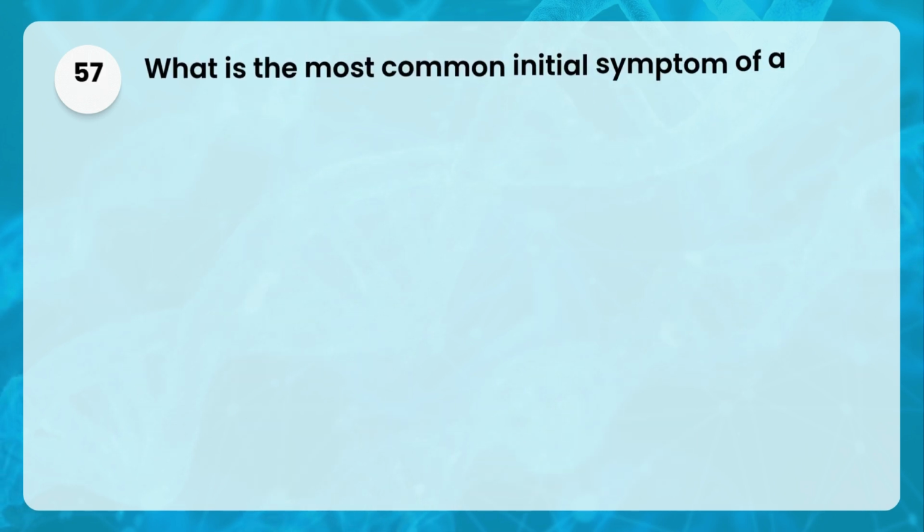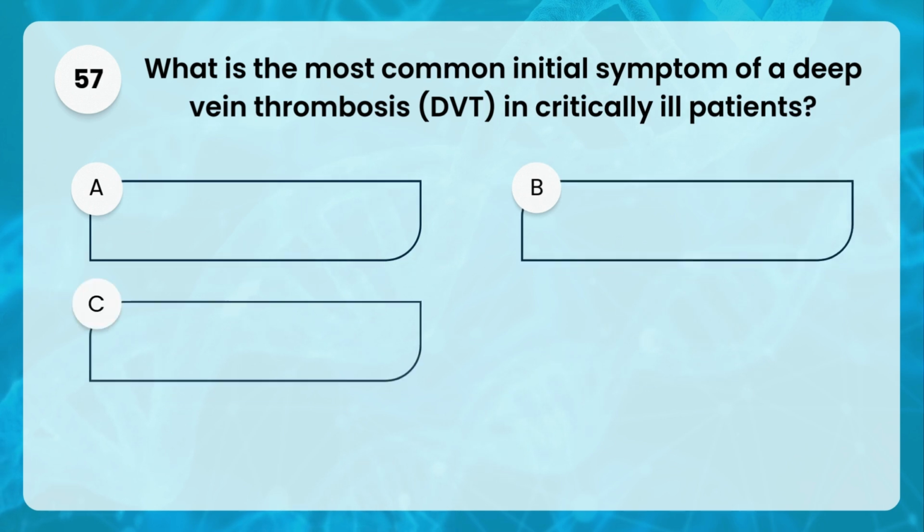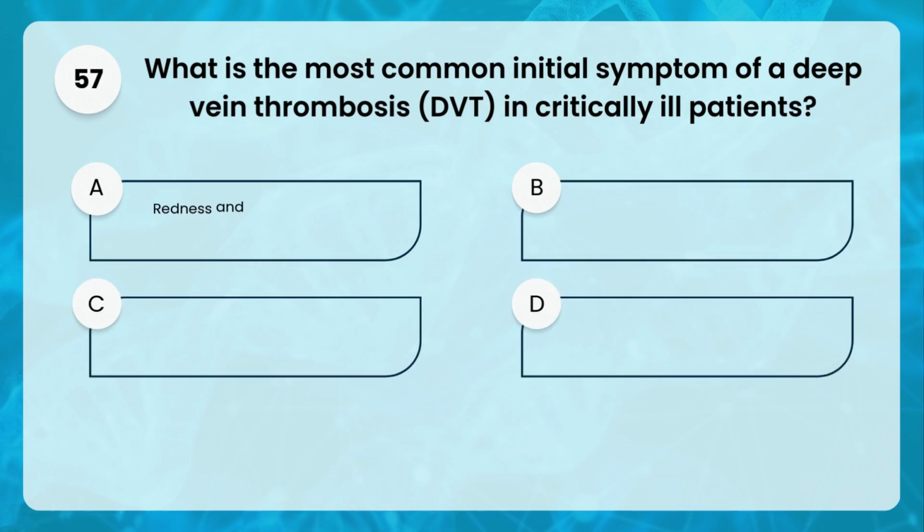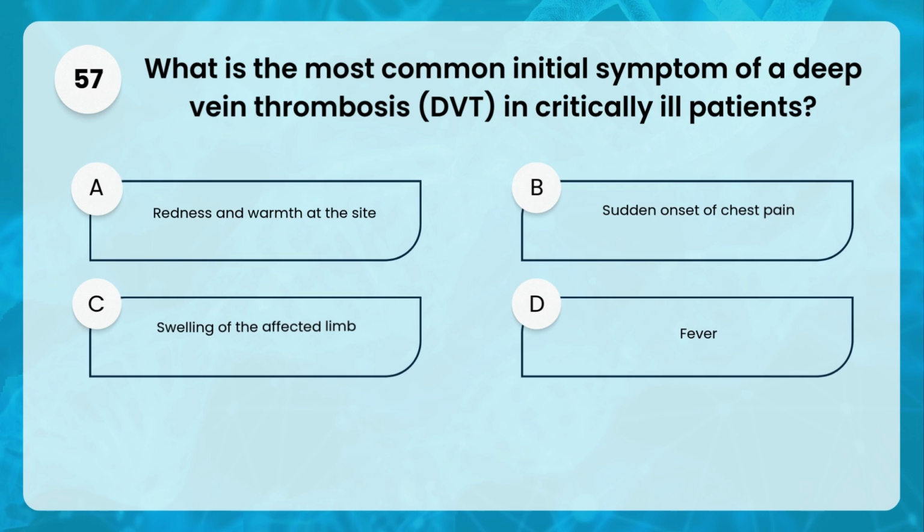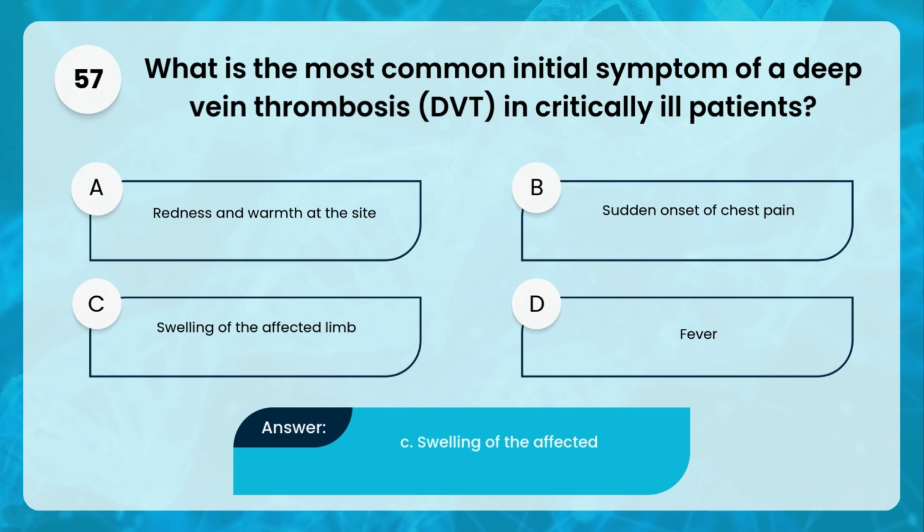Number 57. What is the most common initial symptom of deep vein thrombosis, DVT, in critically ill patients? A, redness and warmth at the site. B, sudden onset of chest pain. C, swelling of the affected limb. Or D, fever? The answer is C, swelling of the affected limb.